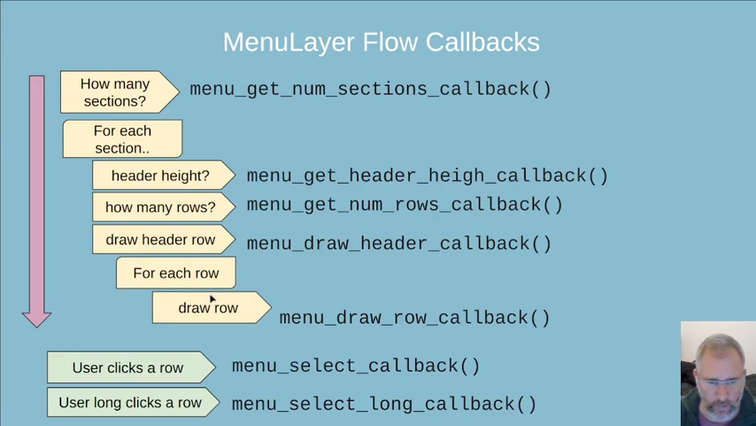Where's my callbacks gone? There we go. So these are the callbacks that happen when you create the main menu. The idea is that when you create that task list menu, we need to find out how many sections we've got. Now in this case, you don't really want to do this because we've only got one section, which is just a task list of tasks.